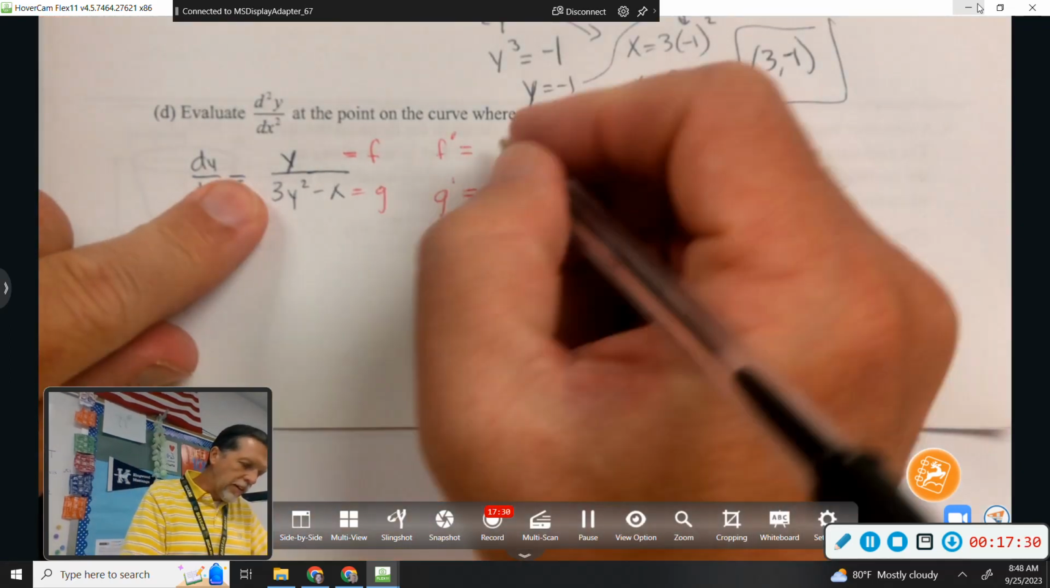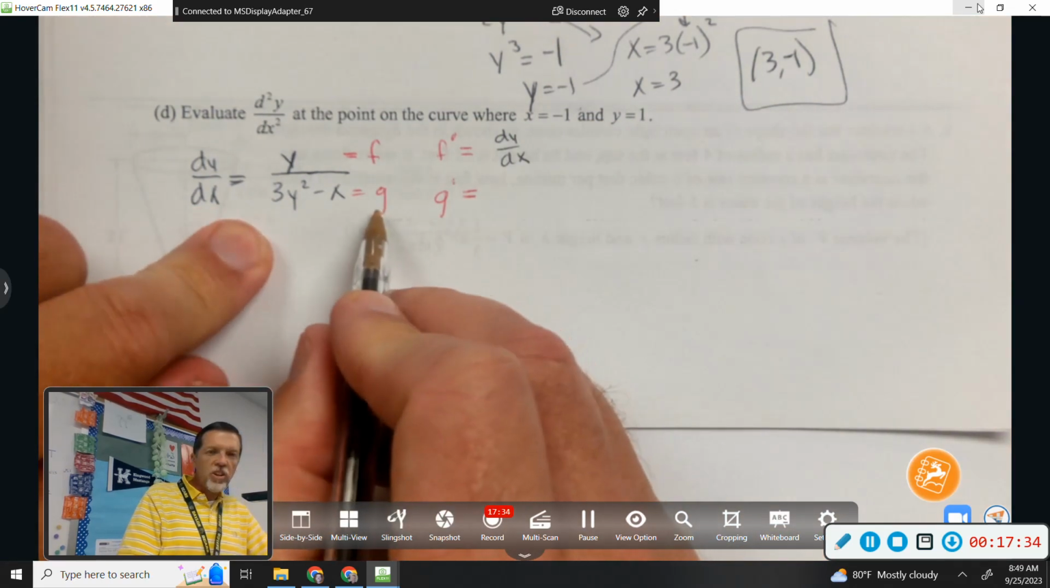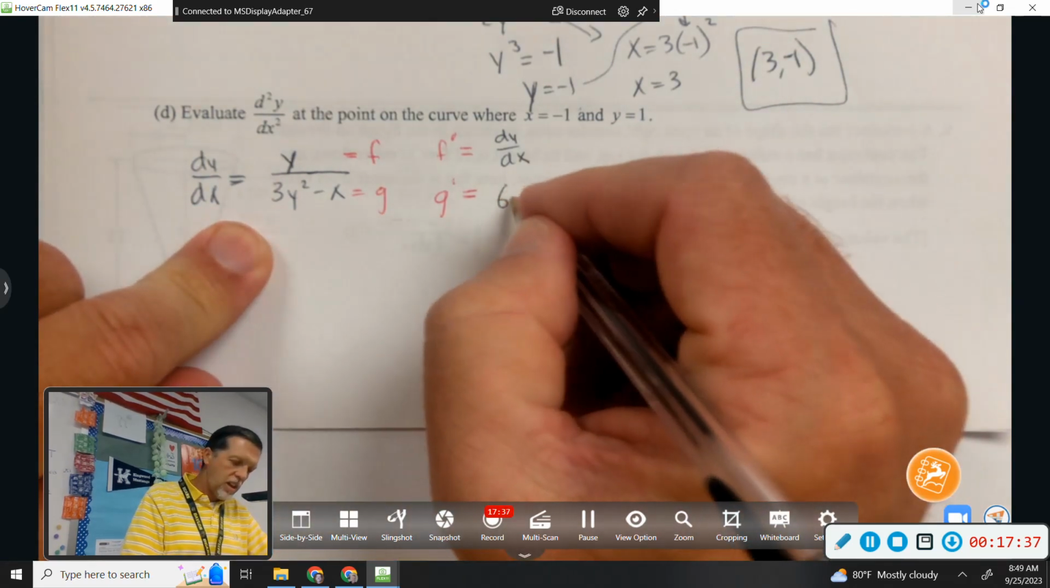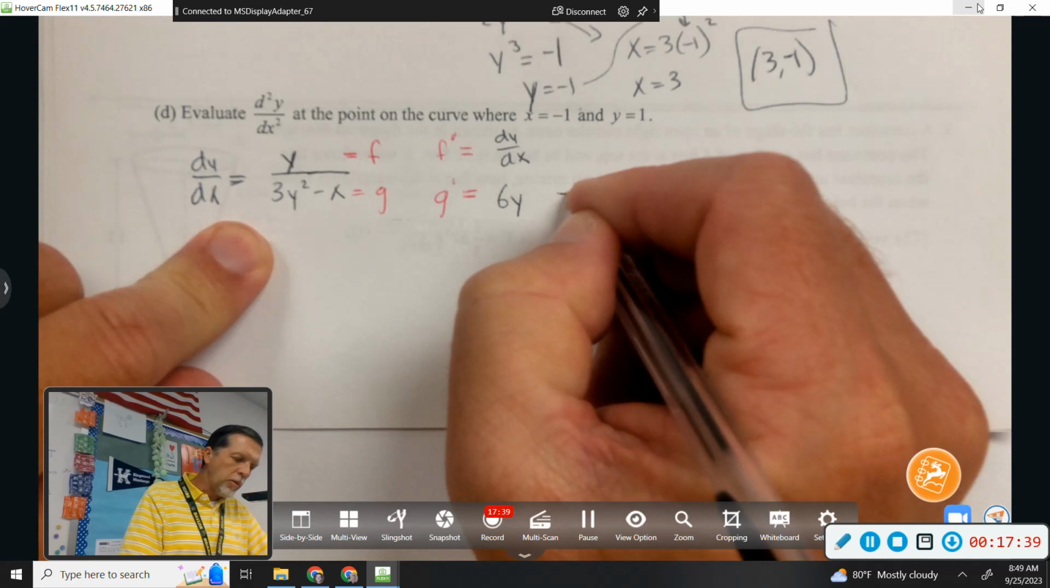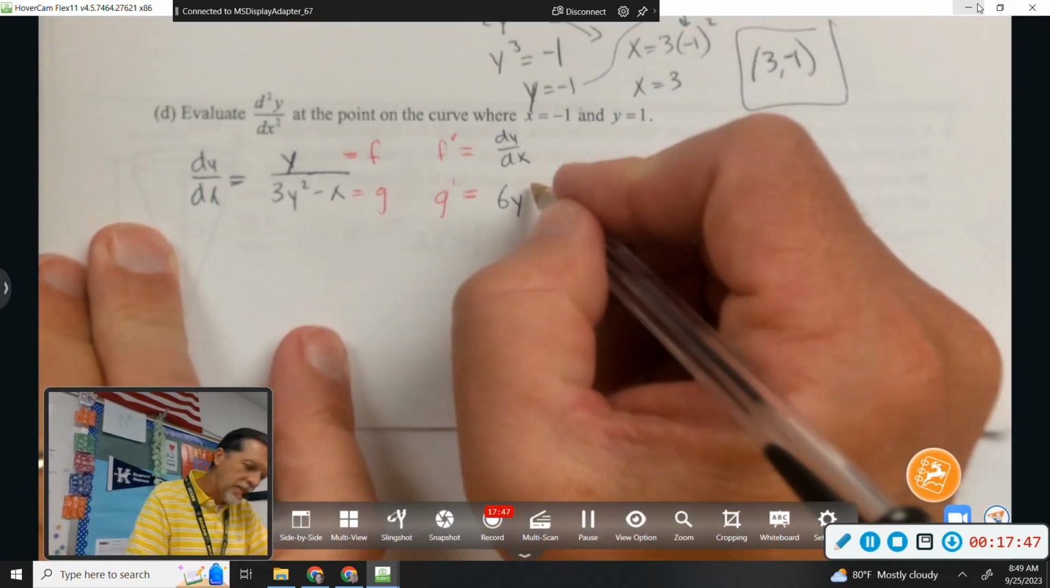Derivative of f would be dy/dx. Derivative of g would not be 6y minus 1. Why is it not 6y minus 1? I need a dy/dx in there.